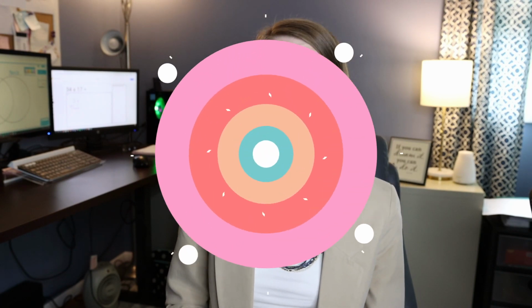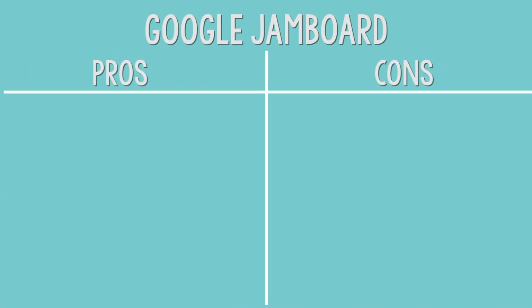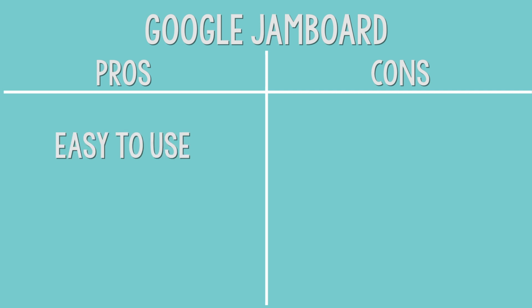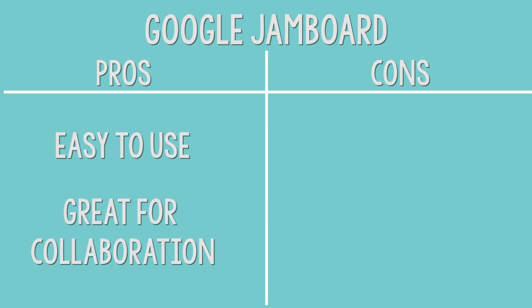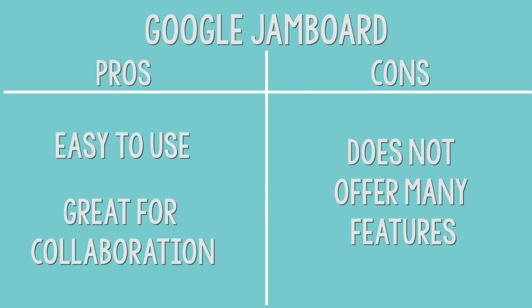So now that we've reviewed each of these virtual whiteboards, let's look at the pros and cons of each, and we're going to go back to the beginning and start with Google Jamboard. Now, the pros for Google Jamboard is that it is very easy to use, and this is also a great collaborative board, whether it's you collaborating with students or students collaborating with each other. Now, the one con to using Jamboard is that its tools and functions are more limited. You're not going to be able to do as much with it as you can with some other virtual whiteboards.